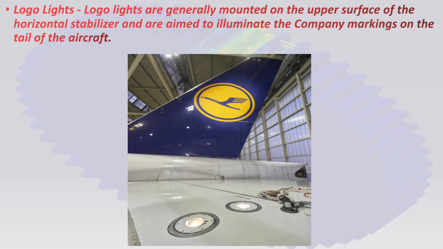Its main purpose, yes, of course, is promotion of the company. Another reason for the logo light is visibility. The logo light is used to see if there are any other aircraft crossing the taxiway or apron. So these are all about exterior lights fitted on an aircraft.